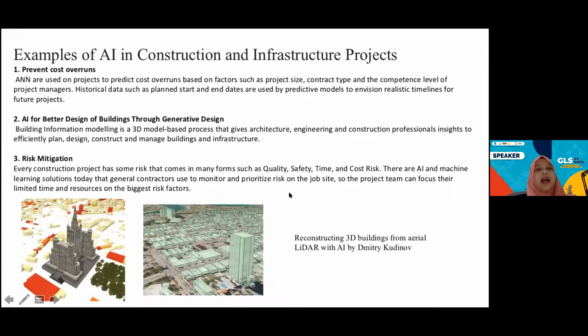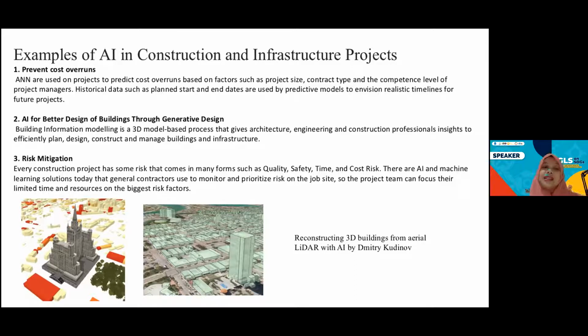This is an example of AI in construction and infrastructure projects. So I took 10 projects that are often used in the world. The first is to prevent cost overruns. ANN, or artificial neural networks, are used on projects to predict cost overruns based on factors such as project size, contract type, and the competence level of project managers. The historical data such as planned start and end dates are used by predictive models to envision realistic timelines for future projects. So the employers or the client cannot cheat on this project, because the AI already makes a prediction about the timelines of the next project and also the project size.